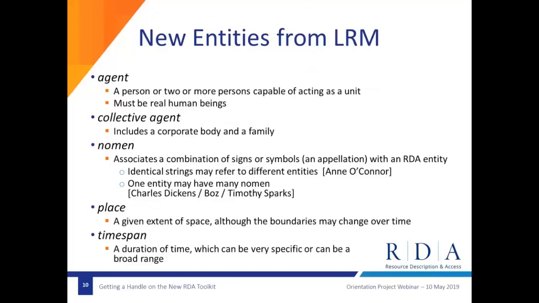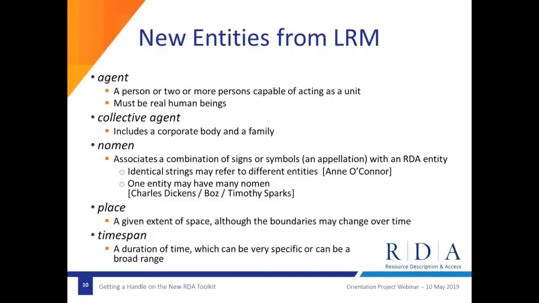RDA has implemented the new entities from LRM in the beta site, and these are agent. I have to emphasize that this is a person or two or more persons capable of acting as a unit, so it's not just a group of fans or poetry lovers, and they must be real human beings. This is a change from the FRAD model, the functional requirements of authority data. We've also implemented collective agent, which is a higher level than corporate body and family, but encompasses those. RDA has retained the sub-entities of corporate body and family.